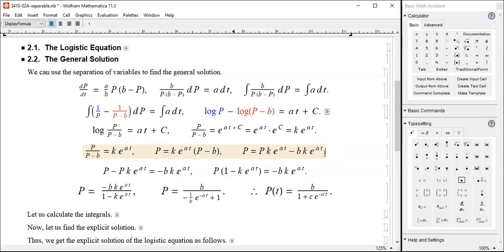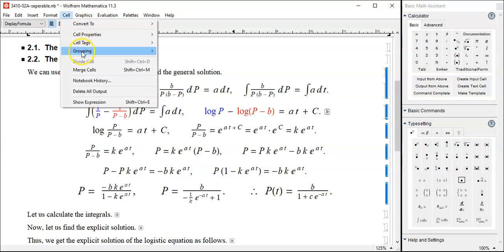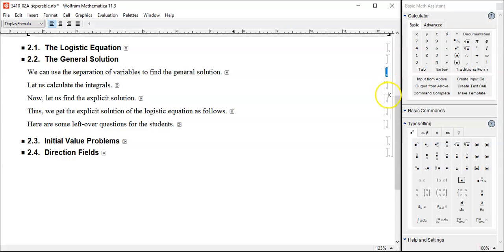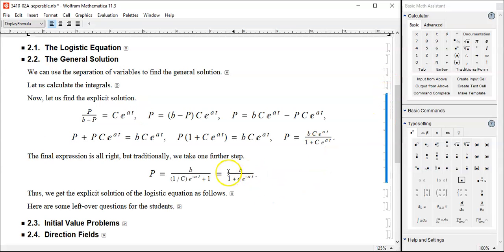Move the denominator, break up the parentheses, take all the p terms to one side, everything else to the other side, factor p out and divide, and then we get what we want. Okay, they're all done. Here's the explicit solution.